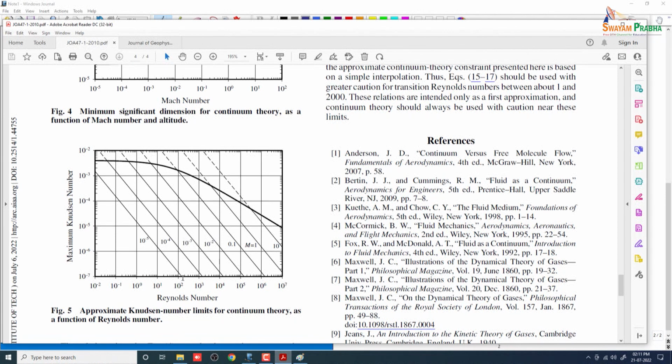That's what we can gather from here. So now, for example, in the range where Reynolds number is greater than 0.01 and less than 100, and Mach number is 10 to the power minus 5, the maximum Knudsen number is 0.001. Hence, in this range of Reynolds number and at the corresponding Mach number, continuum theory is going to be violated if the Knudsen number is greater than 0.001.